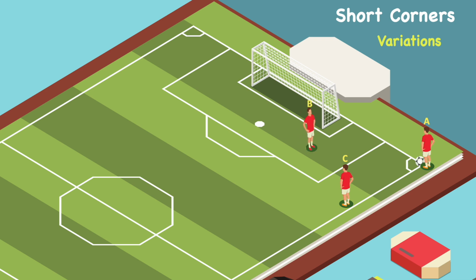As shown here, player B positions himself near the post, while player A passes the ball into the path of player C, who advances from a deeper position to deliver a centering pass. In another variation, player B again positions near the post, but this time as a decoy, where player A kicks the ball directly to player C for the centering pass.